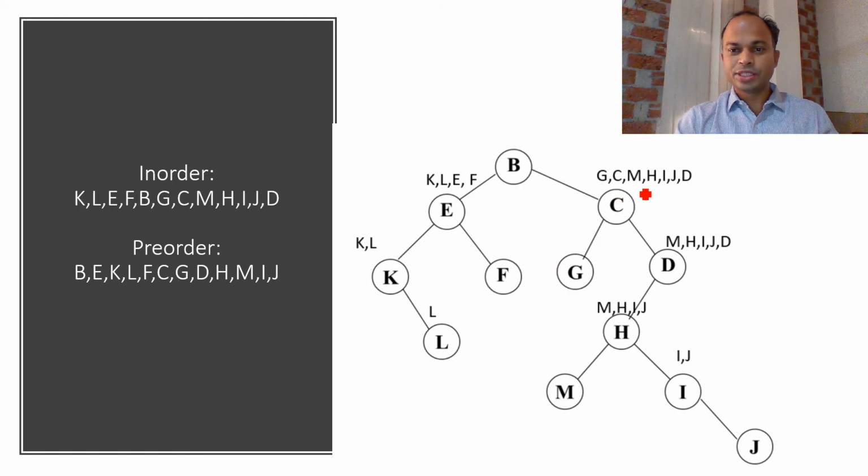I mean, GCMHIJD, we have to refer to the pre-order sequence GCMHIJD. So therefore first value is here C, I mean C is the root. After finding the root C, we have to refer to our left subtree. Left subtree is here G only, and right subtree is here MHIJD. Now we have to find out the root of MHIJD.